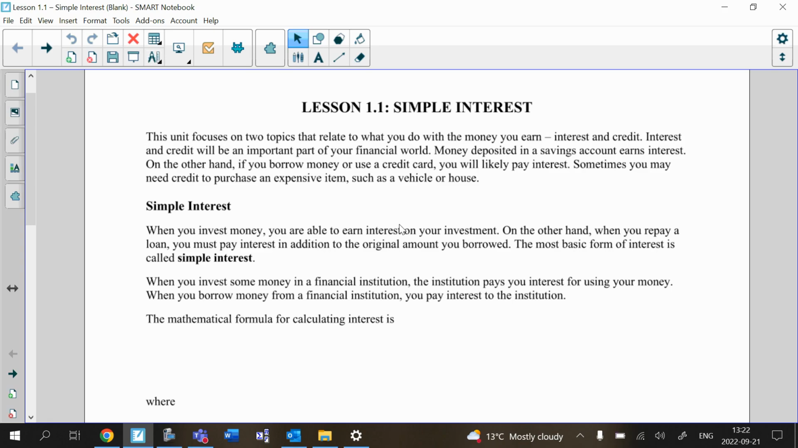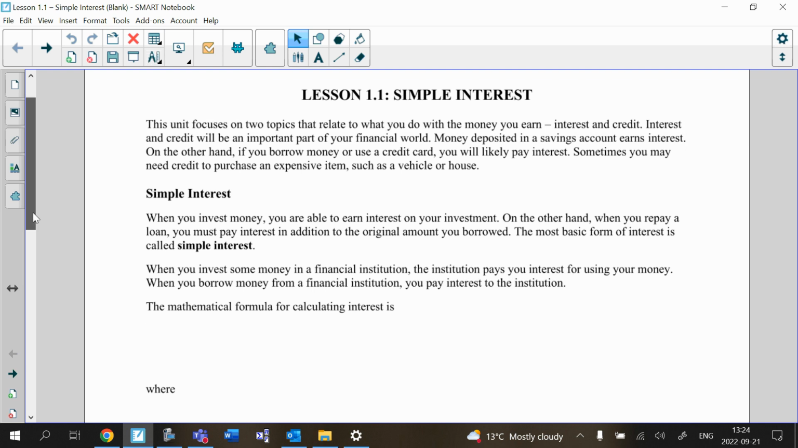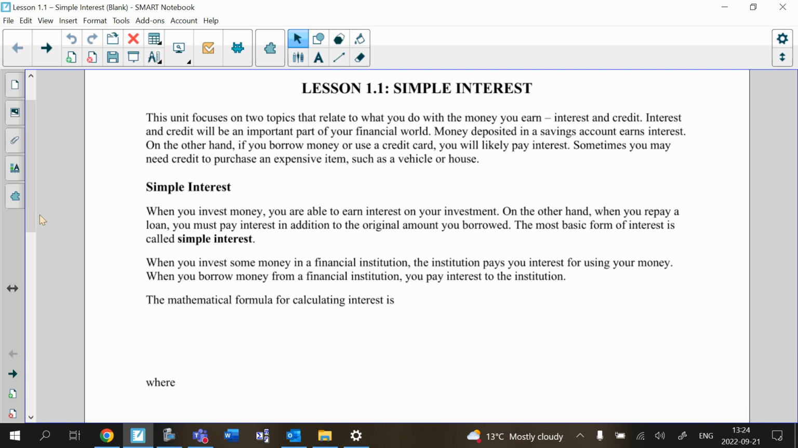If you invest money, you will get interest. If you borrow money or buy something on credit, you will have to pay interest. There's two main types of interest that you can pay: simple interest and something called compound interest. Simple interest is what we're going to start with.